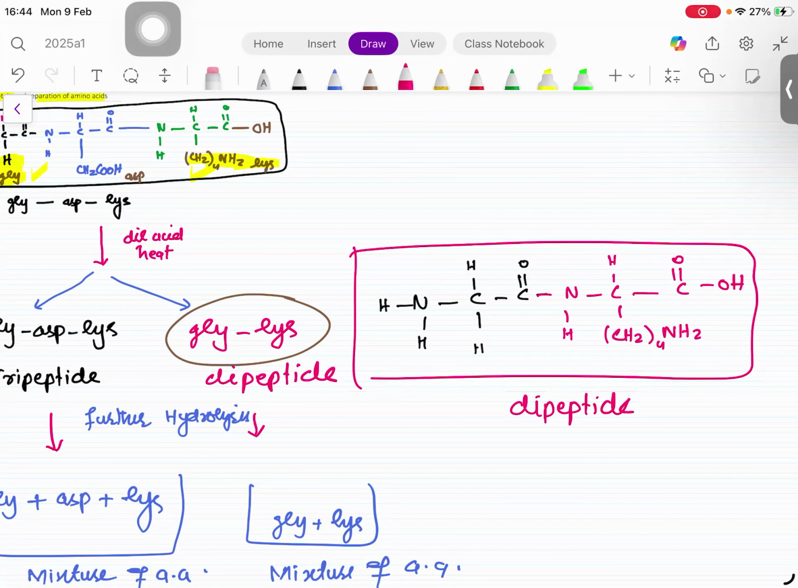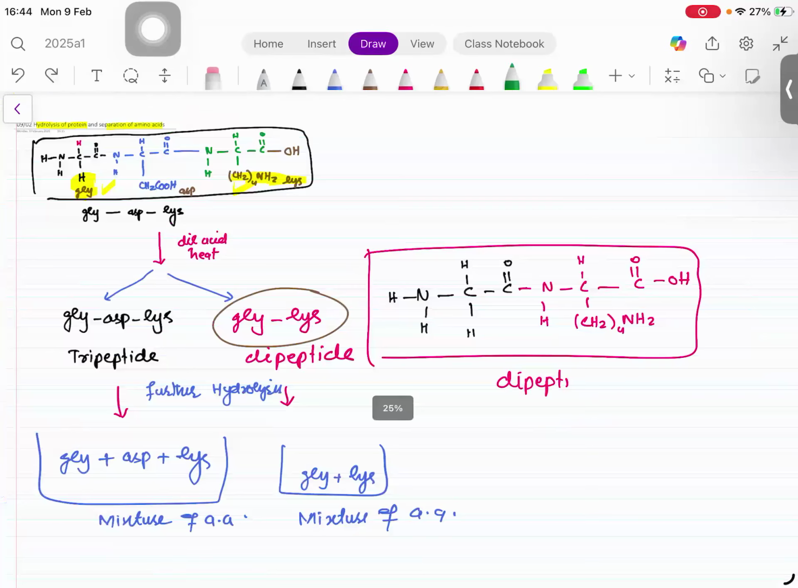If I remove the OH and H, these two, and show it like this, that won't be a dipeptide. It's a polypeptide. That would become a protein structure. So once they ask you to draw the dipeptide, you have to draw it like this. And if they ask you to draw the polypeptide, you have to draw it differently.